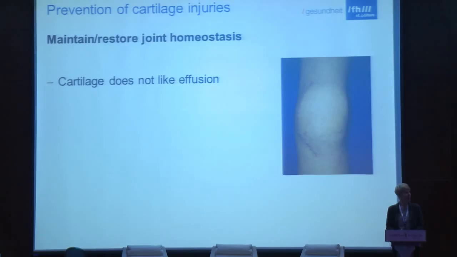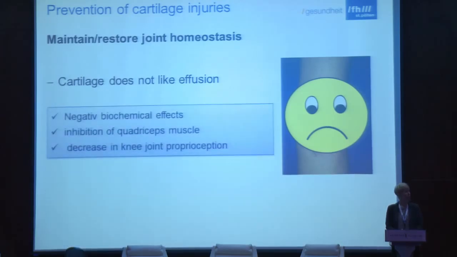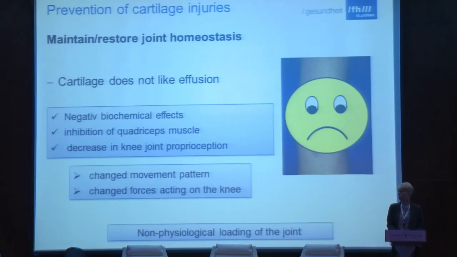The second thing, cartilage does not like a situation like this. So cartilage does not like effusion. All this biochemical pathway won't be able to take place in the way I showed you or the way it should be. Why? We know that effusion has a negative biochemical effect on the cartilage itself. We know from the muscle function that the quadriceps muscle will be inhibited, and very important, we will find a decrease in knee joint proprioception. This again will lead to changed movement patterns and to changed forces acting on the knee. And again, we have the situation of a non-physiological loading in the joint.